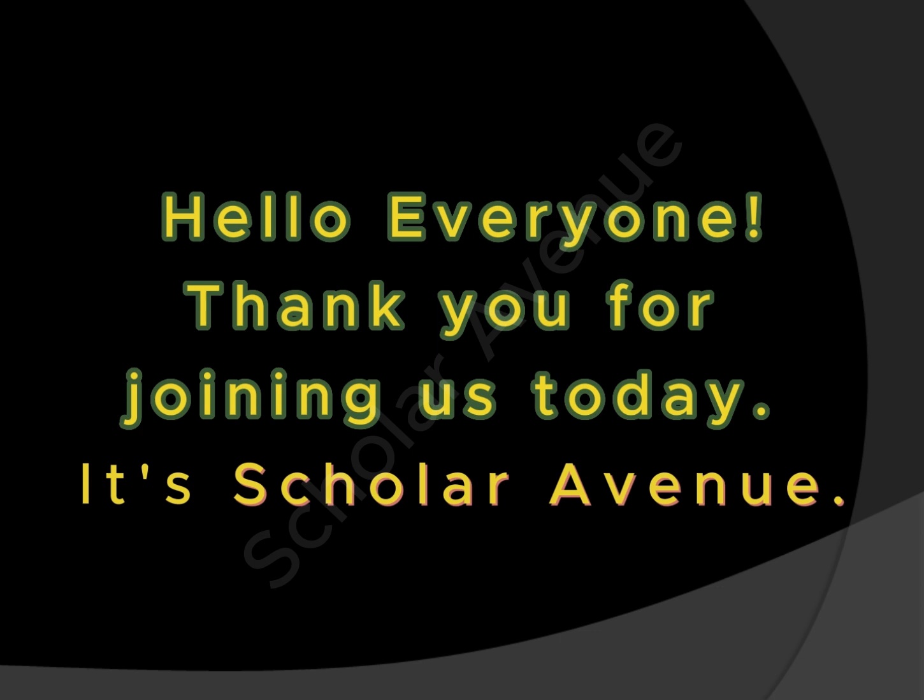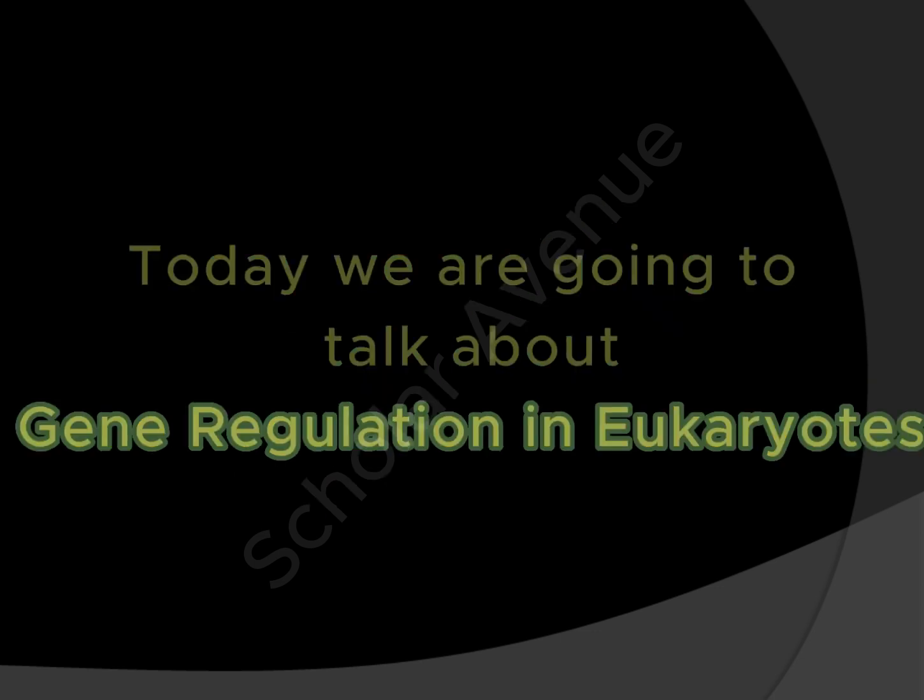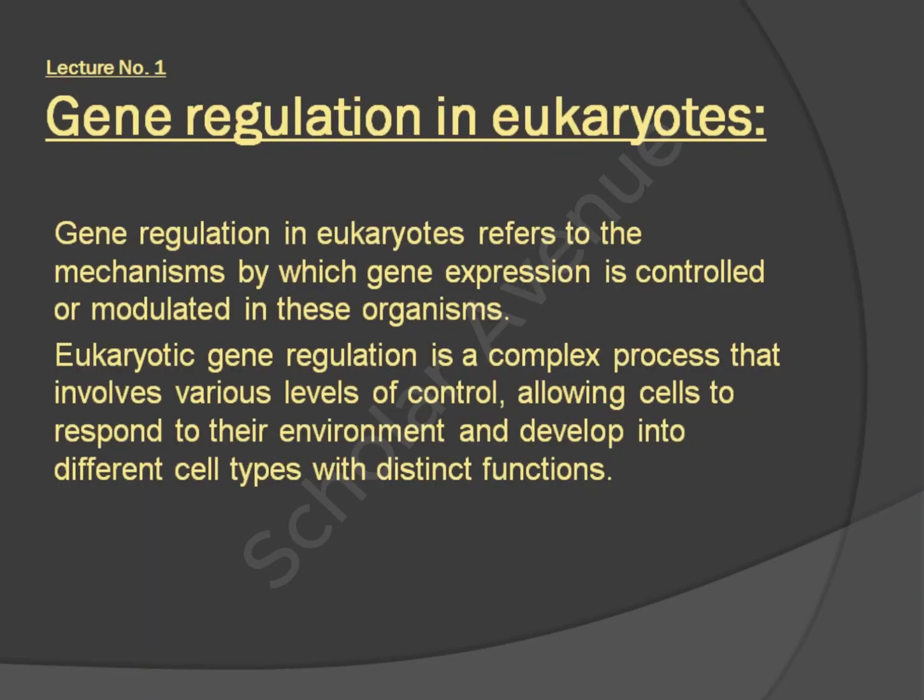It's Scholar Avenue. Today we are going to talk about gene regulation in eukaryotes. Gene regulation in eukaryotes refers to the mechanisms by which gene expression is controlled or modulated. In these organisms, eukaryotic gene regulation is a complex process that involves various levels of control, allowing cells to respond to their environment and develop into different cell types with distinct functions.